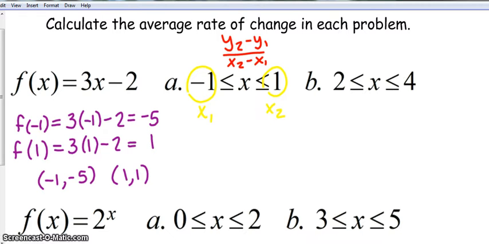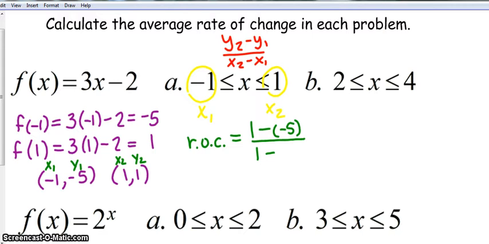You're going to basically find the slope between those two. So if you think about that, I'm going to put rate of change is equal to, and I'm going to go ahead and label those, so x1, y1, x2, y2. So 1 minus negative 5 divided by 1 minus negative 1. And I'm going to simplify that, remembering that minus a negative is positive, so I really have 1 plus 5 is 6 over 1 plus 1 is 2, so my average rate of change is 3.